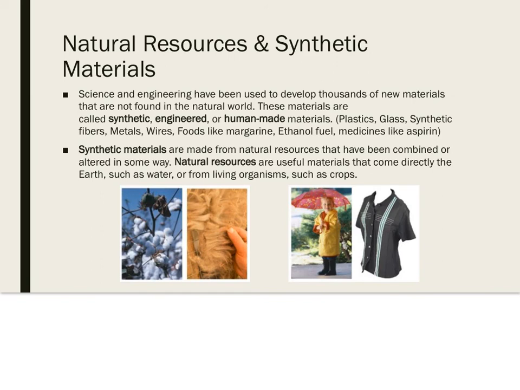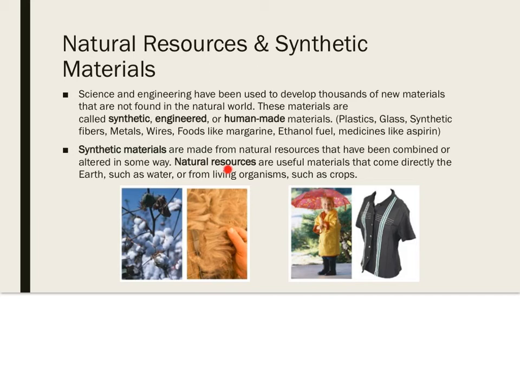So science and engineering have been used to develop thousands of new materials that are not found in the natural world. These materials are called synthetic or engineered or human-made materials. All right, things like plastic, glass, synthetic fibers, metals, wires, foods like margarine, ethanol fuel, and even medicines like aspirin. Synthetic materials are made from natural resources that have been combined or altered in some way.